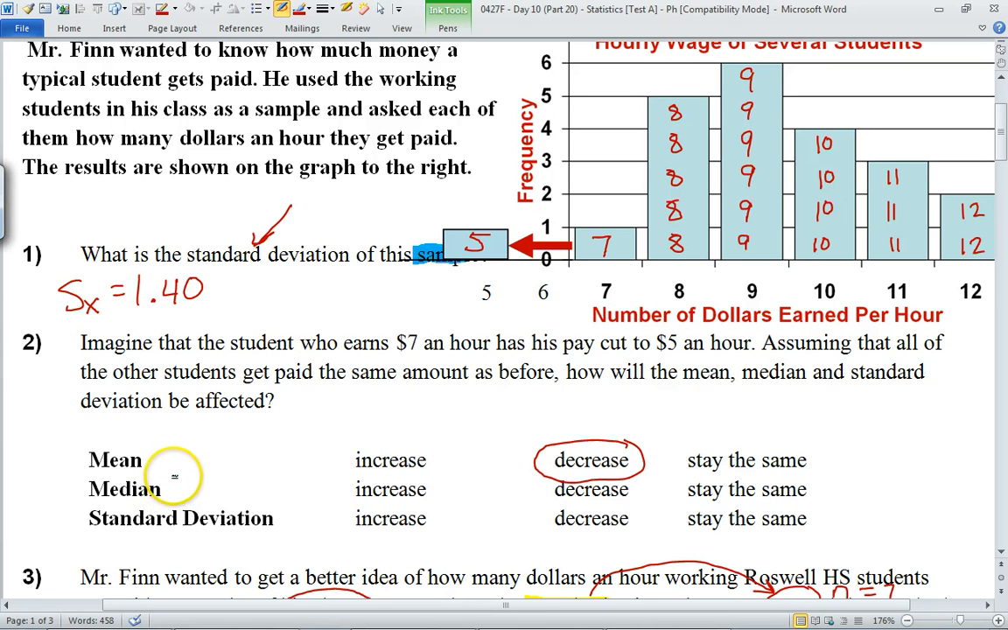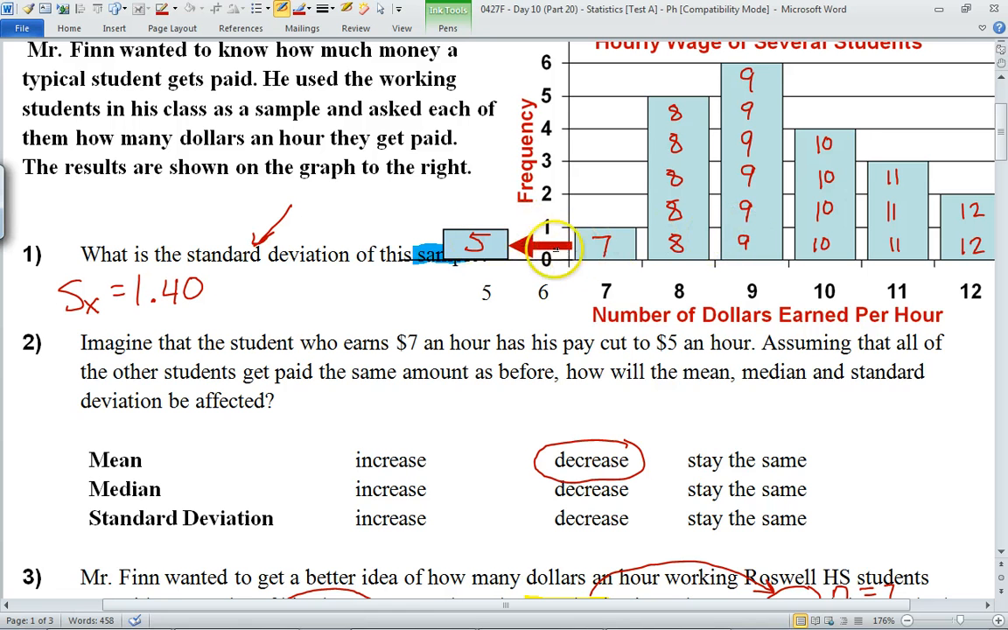Somebody probably said the middle number. The median represents the middle number if we had them all in a row. And we do have them all in a row. So the middle number, before we changed this 7 to a 5, was probably a 9. So the question is, does changing this 7 to a 5 have any effect on the middle number?